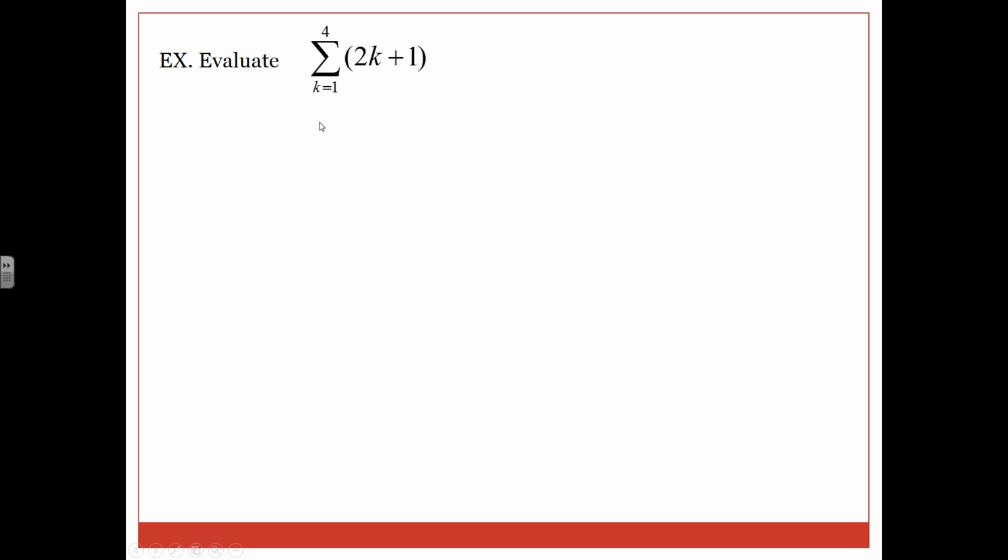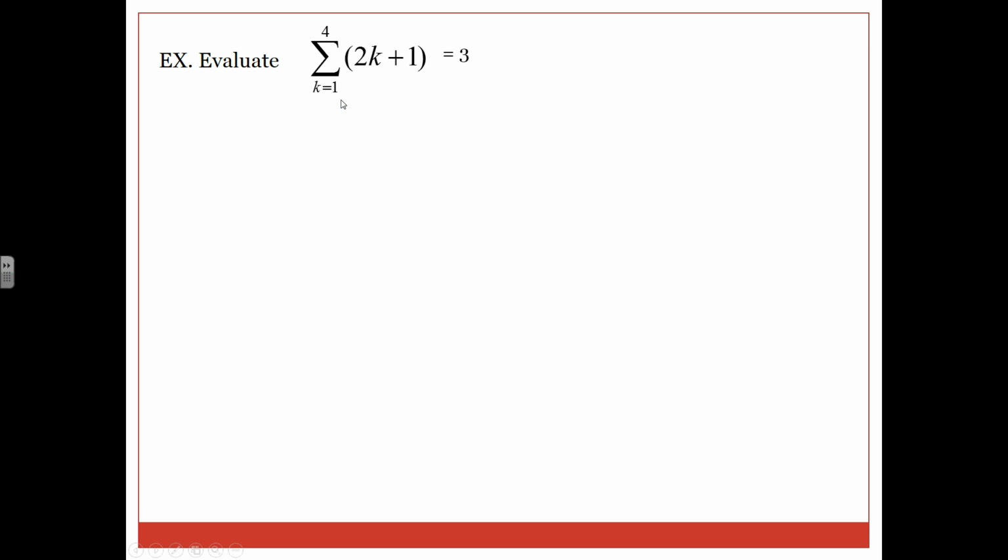Here is my series. This is the rule. I'm going to start plugging in 1 for k, and I'm going to keep doing that to get each term up until I plug 4 in for k. So the first term, I plug 1 in here, and I get 1 times 2, which is 2, and I add 1 and I get 3.